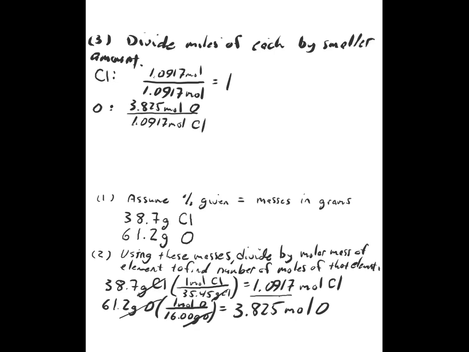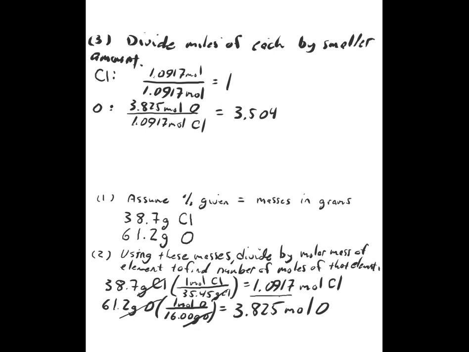So again, you're dividing by the smaller one, okay? Now, this may give you a number that's really close to a whole number, or it might not. So we have to be very careful when we interpret this, but the calculation is straightforward. Just put in your calculator, 3.825 over 1.0917. And notice you get 3.504. It's unitless because it's moles over moles, okay?